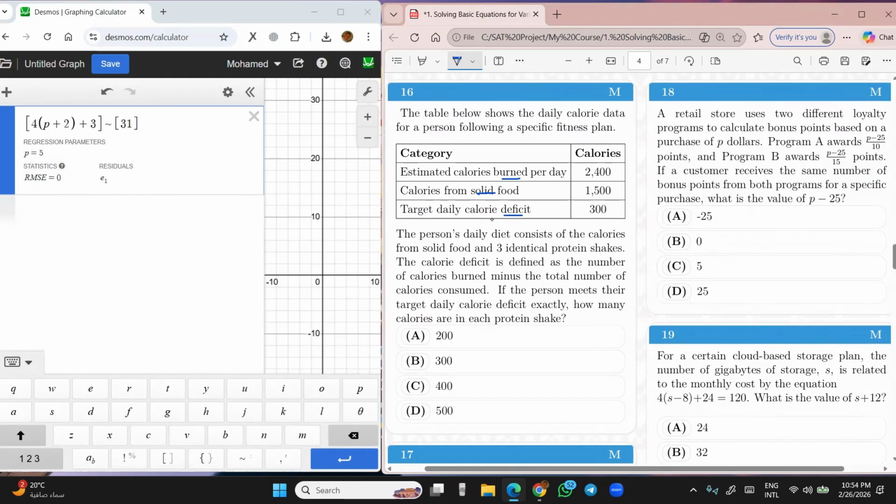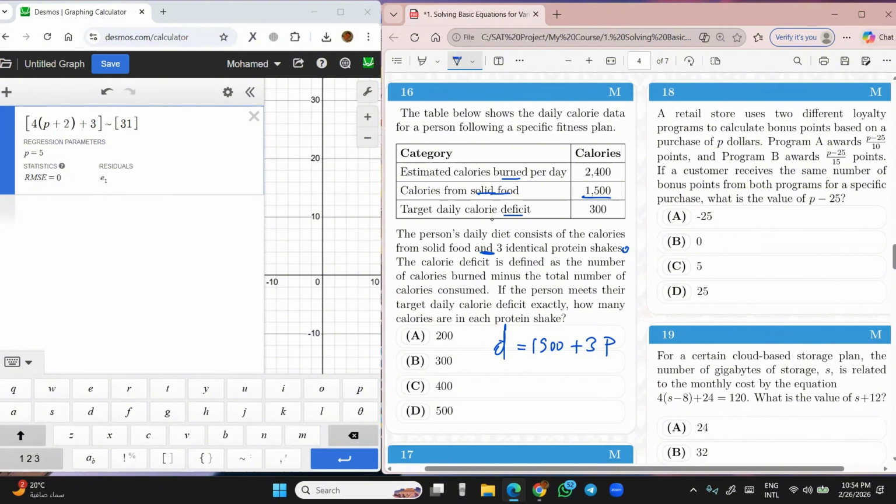So we have to start writing an equation for this part. The person's daily diet consists of calories from solid food. So the diet, let's say D, consists of what, which makes an equal sign, calories from solid food, and the solid food is here, 1,500, and means plus 3 identical protein shakes, 3P, let's say P for protein shakes. The D is the diet.